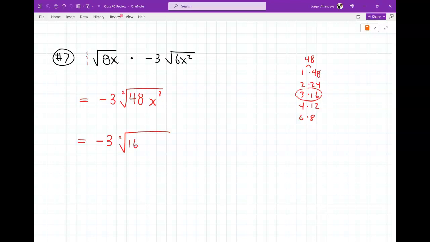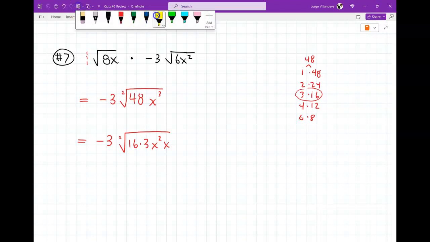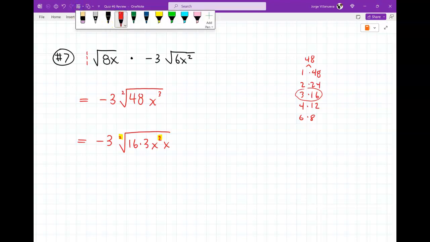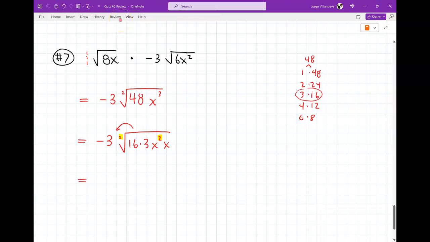So that's going to be 16 times 3, x squared x. Okay? I want the index to match this power, and then I'll take out that 16, it becomes a 4. So this is going to be negative 3 times 4 is negative 12, and this x goes out as well. So negative 12x, square root of, and then whatever is left over, that's 3x. And there's your answer for that one.